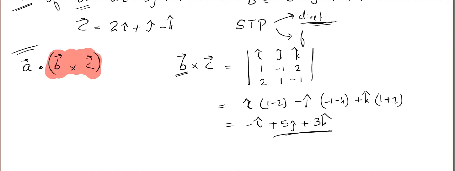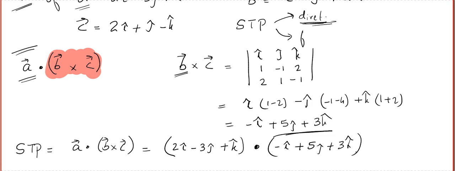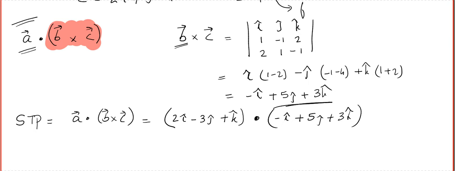Okay, so we already have B cross C. Now what should we do? We have to take the dot product with A. So the scalar triple product is equal to A dot B cross C, which is equal to, what is A? A is given here: 2i minus 3j plus k, dot minus i plus 5j plus 3k. If you want, you can distribute the i, j and k, but the better method is to use the ready-made formula which we learned in the last video, or you can take your class 11 or 12 book and confirm the formula.